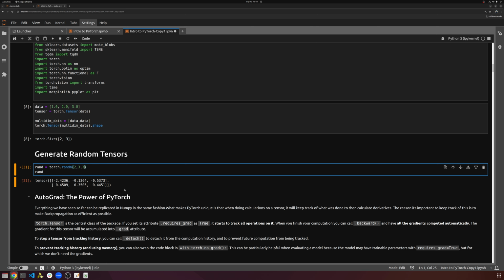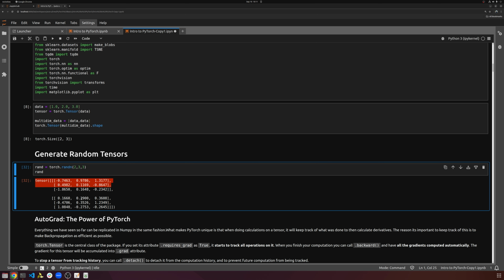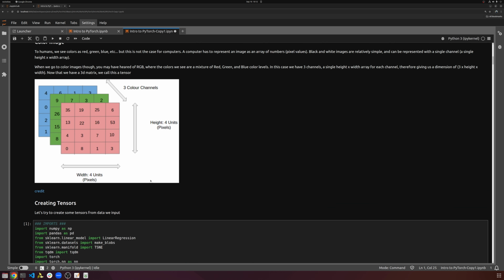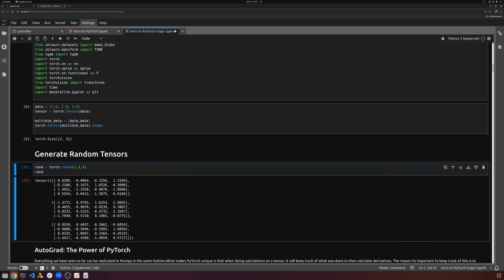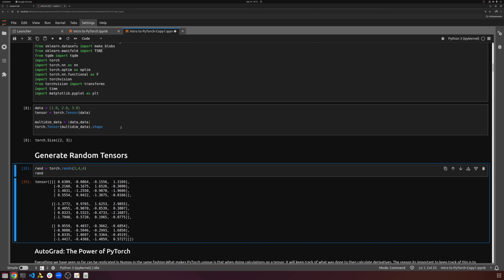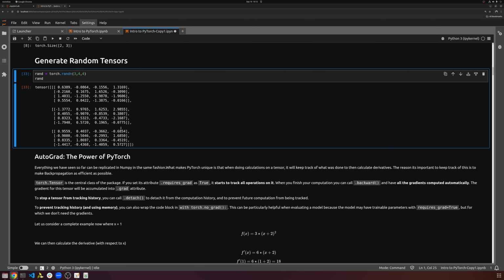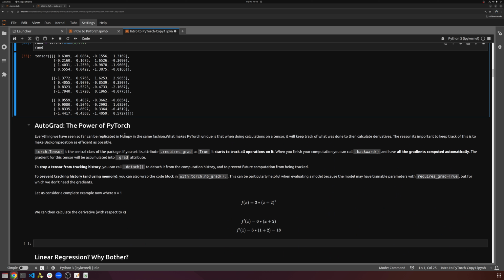What if I do 2 by 3 by 3? Now I have 2 tensors, and each tensor is 3 by 3. If we look at the example above, this was a 3 by 4 by 4. So let's do a 3 by 4 by 4. Obviously it's just fake data, but this is my R channel, G channel, B channel, and each channel is 4 by 4 in size. So this is kind of what an image would look like. Very simple, nothing too crazy here, but the important part is the AutoGrad system.